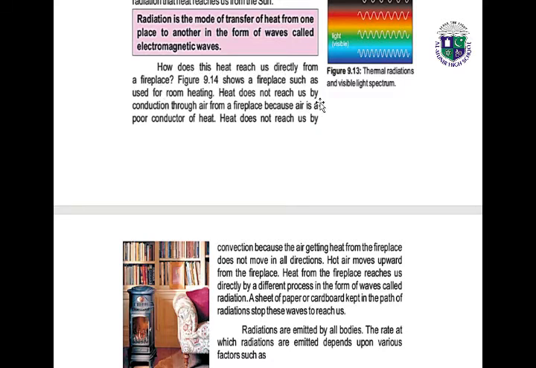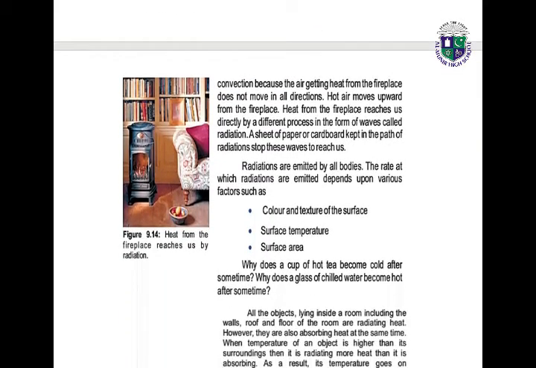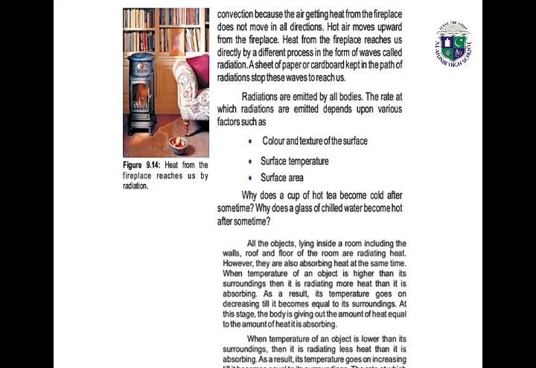Heat does not reach us by conduction through air from a fireplace because air is a poor conductor of heat. Heat does not reach us by convection as well because the air getting heat from the fireplace does not move in all directions. Hot air moves upward from the fireplace. Heat from the fireplace reaches us directly by a different process, in the form of waves called radiation.